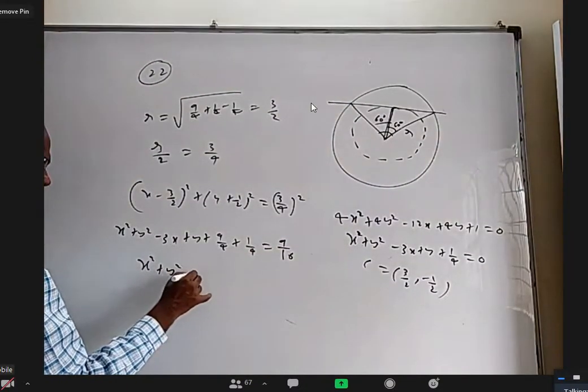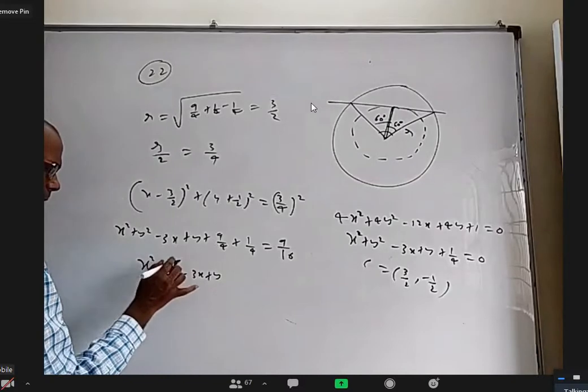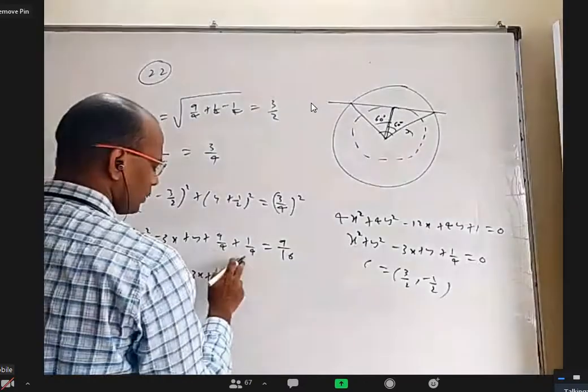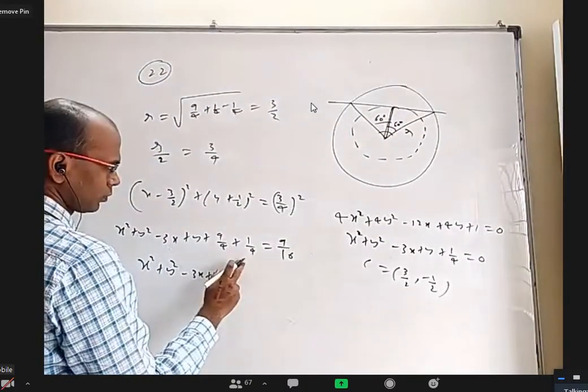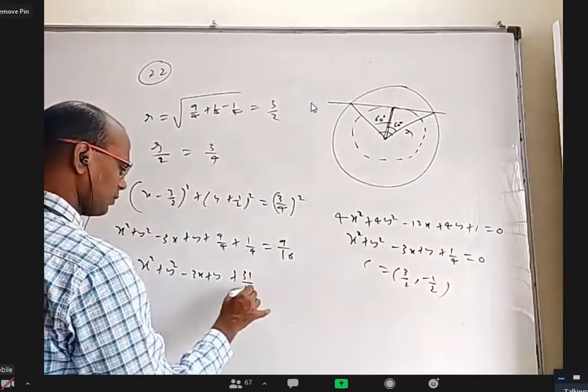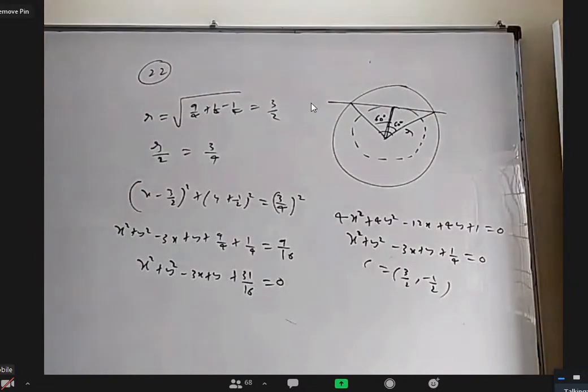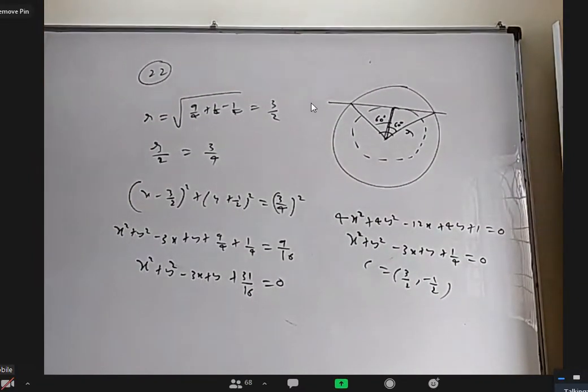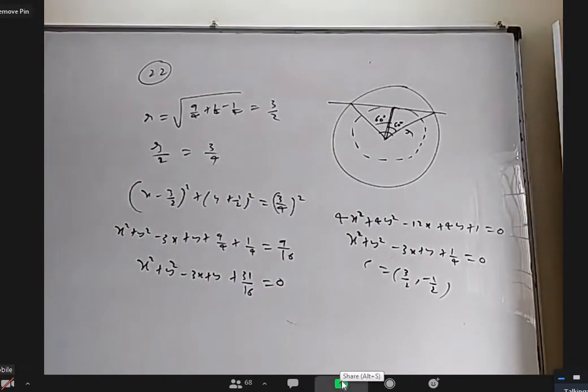x square plus y square minus 3x plus y. 10 by 4 is 5 by 2. 5 by 2 multiplied by 8, 40 by 16, plus 31 by 16 equal to 0. So the answer is somewhat like that.